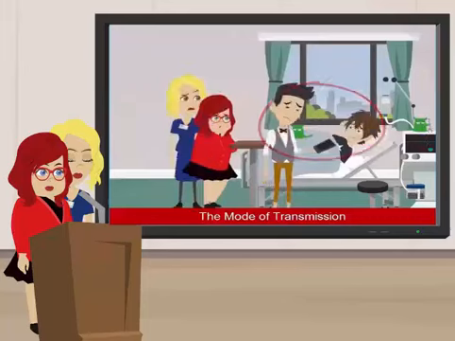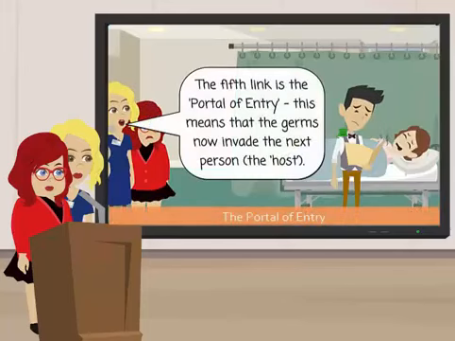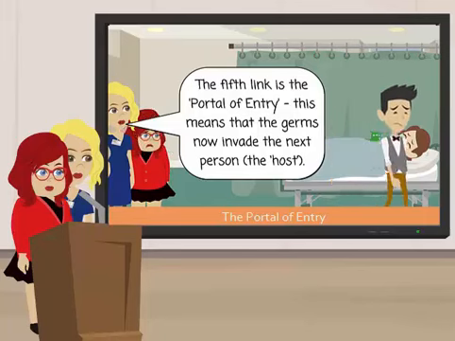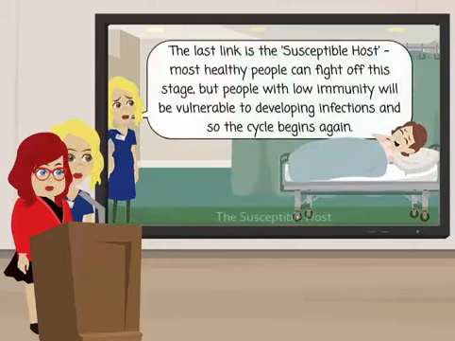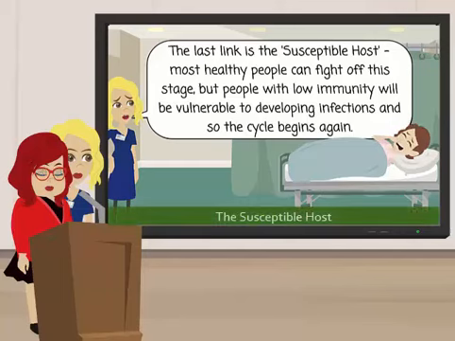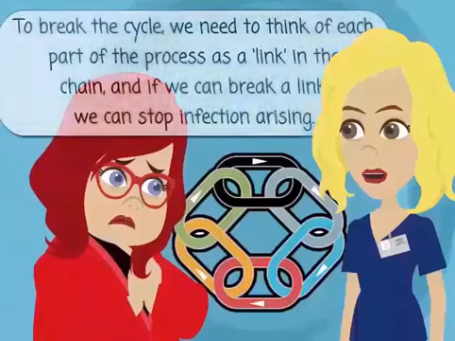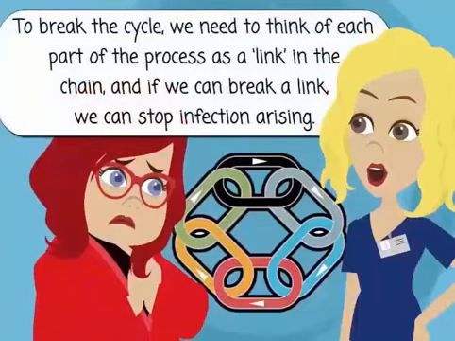Moving on to the fifth link, the portal of entry. This means that the germs now invade the next person, known as the host. This happens by entering wounds and cuts, or being swallowed. It can be inhaled if it's airborne. The last link is the susceptible host. Most healthy people can fight off this stage, but people with low immunity will be vulnerable to developing infections, and therefore the cycle begins again. To break the cycle, we need to think of each part of the process as a link in the chain. If we break the link, we can stop infection arising.